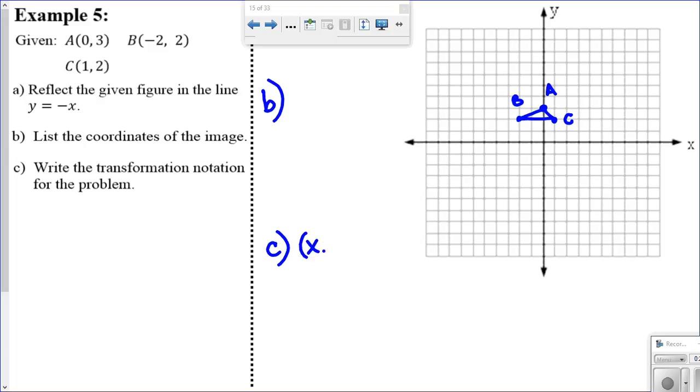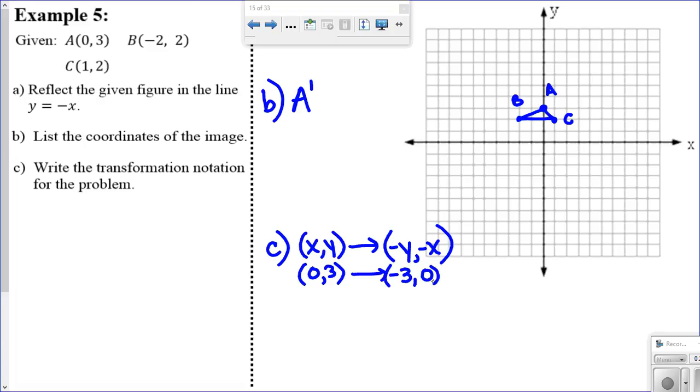So we know the notation for reflecting over the y equals negative x line is when you switch and negate both. So then to get A prime, A was originally (0, 3). What do you get when you switch and negate it? Well, you should get (-3, 0). So then A prime is at (-3, 0).